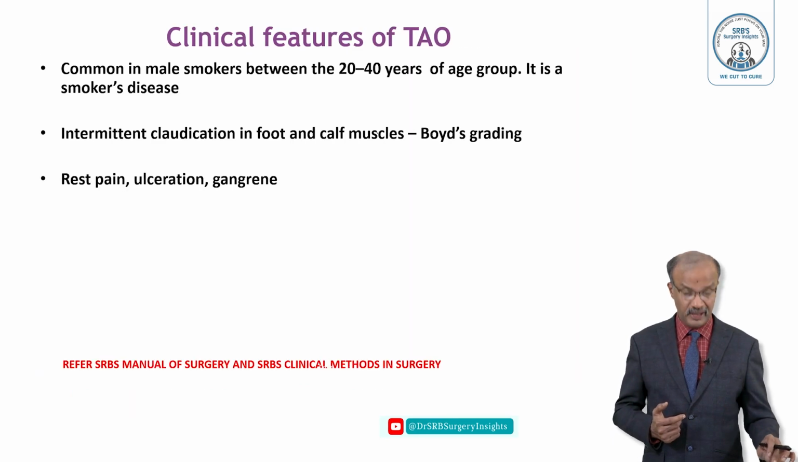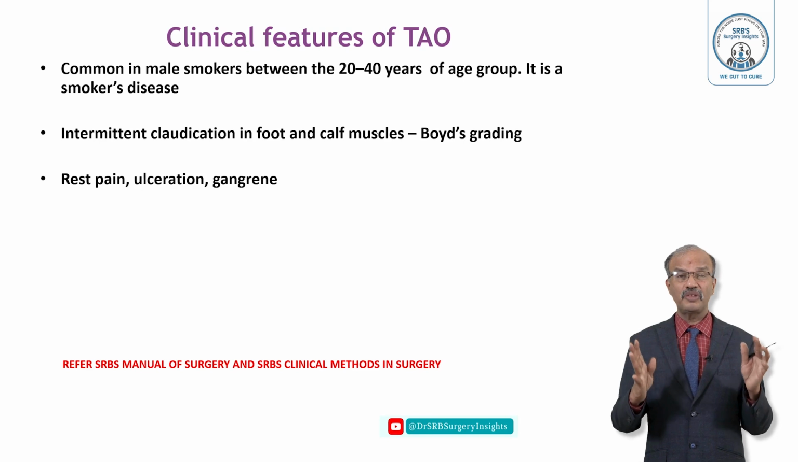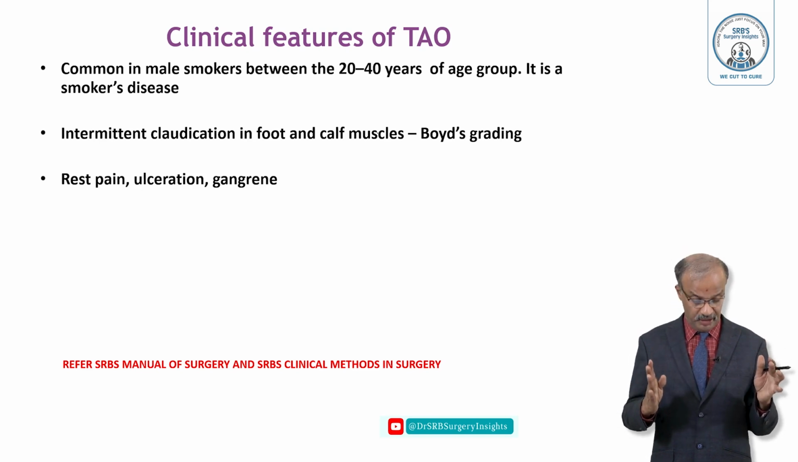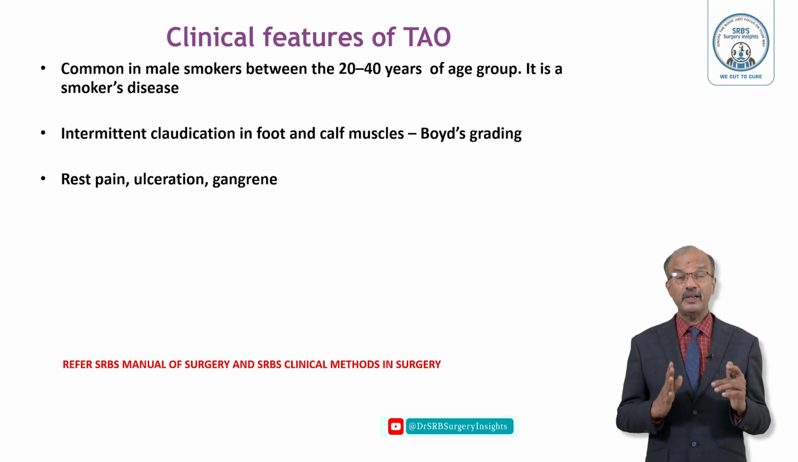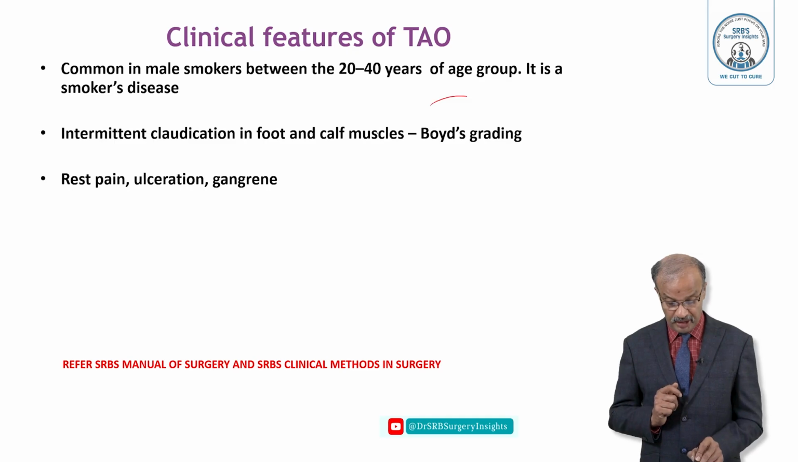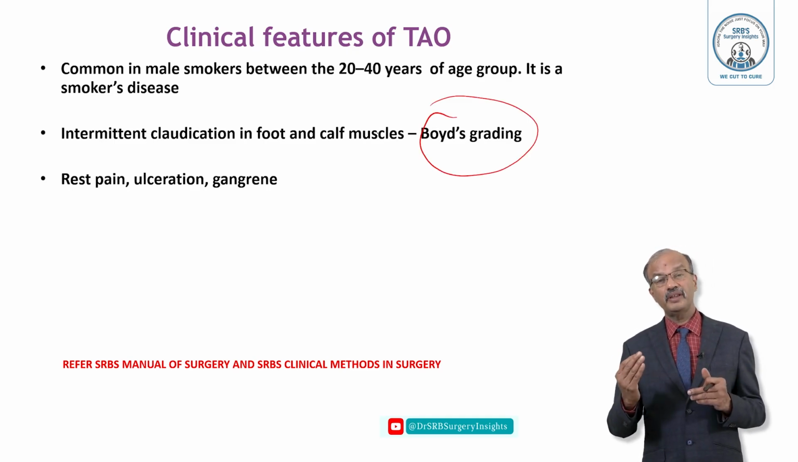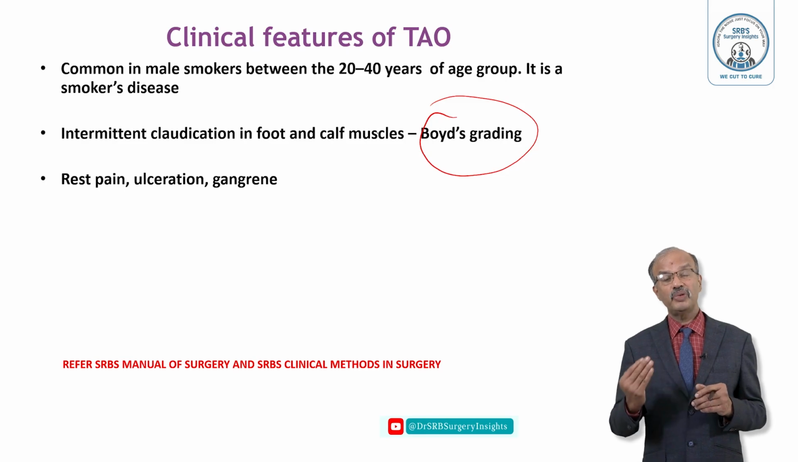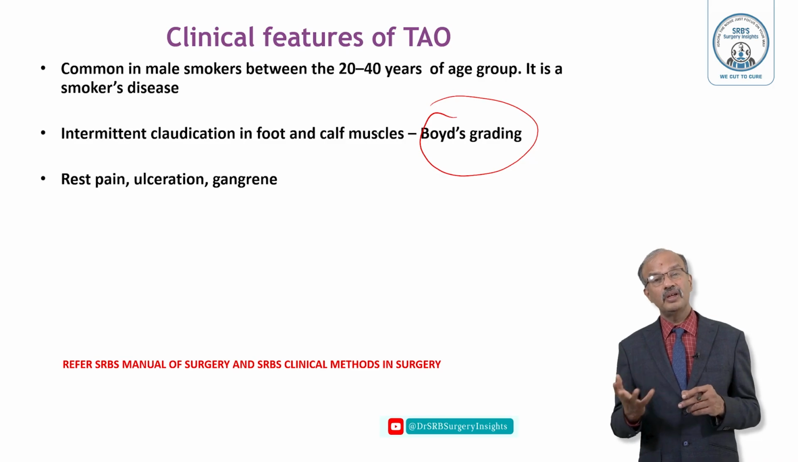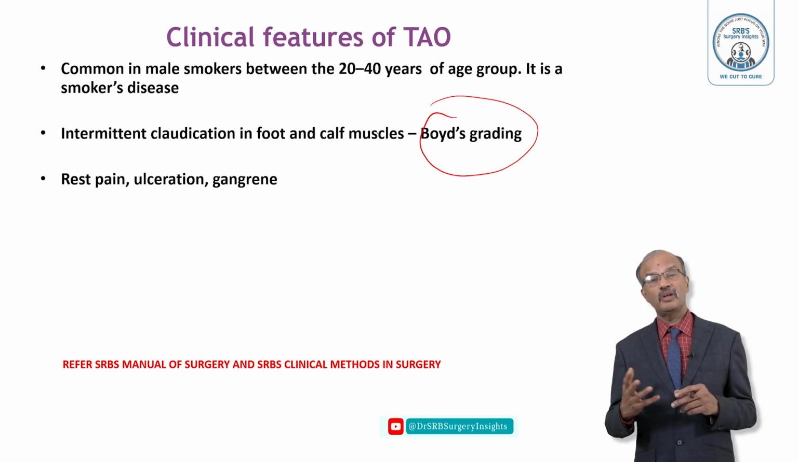So clinical features, again, I'm not going to detail them. I already told you: common in males, common in those less than 40 or 45 years. Intermittent claudication occurs initially. It's Boyd's grading, grade 1. Patients have pain after walking, but they continue to walk. All those substance P, lactic acid and other metabolites get washed out and they continue to walk.